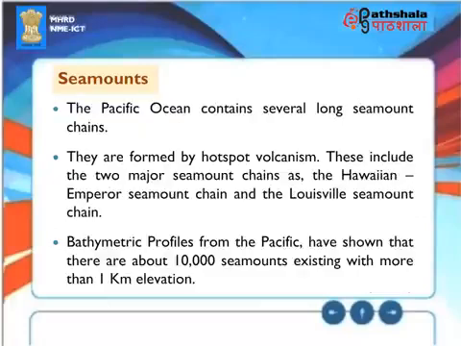The Pacific Ocean contains several long seamount chains. They are formed by hotspot volcanism. These include the two major seamount chains, the Hawaiian-Emperor Seamount Chain and the Louisville Seamount Chain. Bathymetric profiles from the Pacific have shown that there are about 10,000 seamounts with more than 1 kilometer elevation.